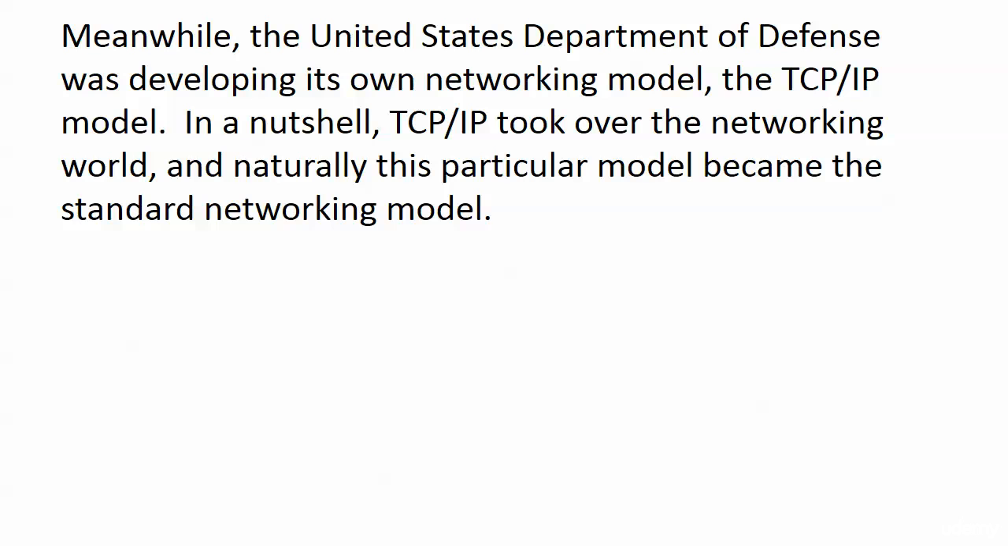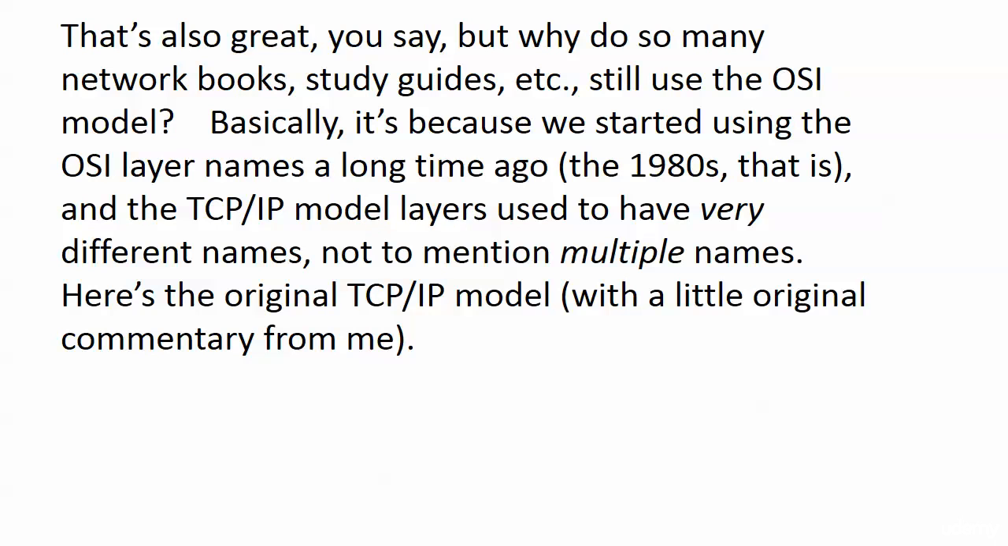So if that's true, that's great, you say, but why does everyone still use the OSI model, especially when we're talking about troubleshooting, you know, L5 issues and L6 issues, that kind of thing? Well, basically, it's because we started doing so a long time ago, because the OSI layer names have been the same for a long, long time. And the TCP/IP model layers, as I've mentioned a couple times, used to have very different names, not to mention multiple names. And here's what I'm talking about.